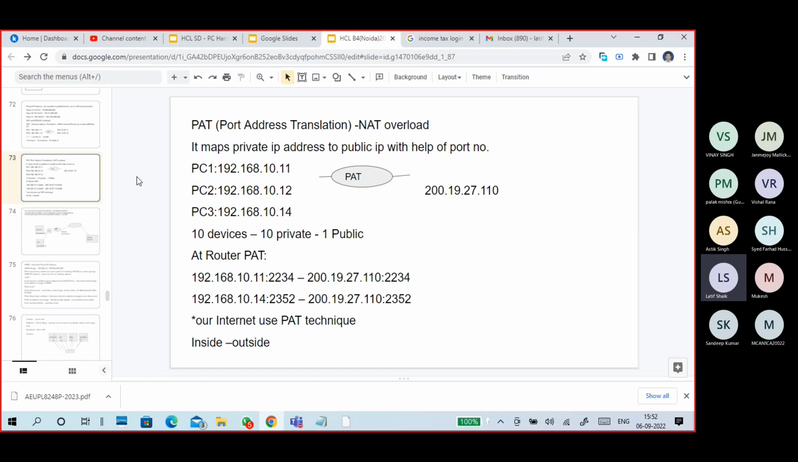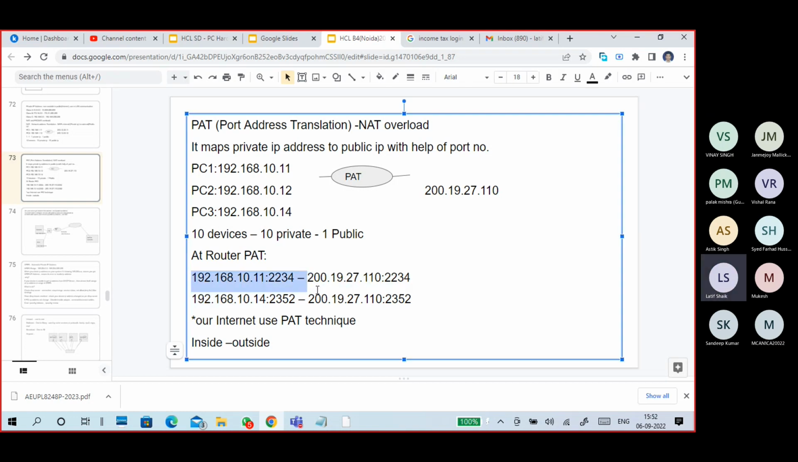In NAT, it is one-to-one, meaning one private, one public. Here it is three private, one public. So that is called NAT overload, also called Port Address Translation. Why do we call it Port Address Translation? Because to map multiple inside IP addresses to an outside IP address, it uses a port number. A random port number will be generated and attached. So then your PAT function will be like so.